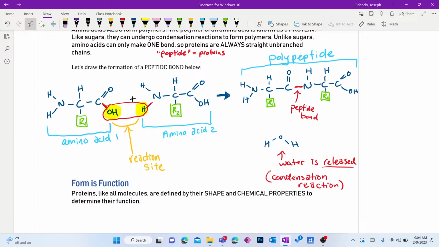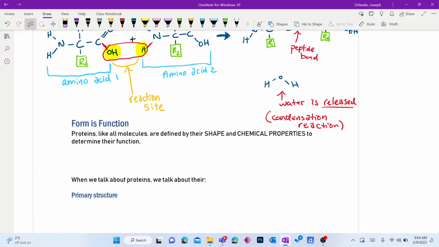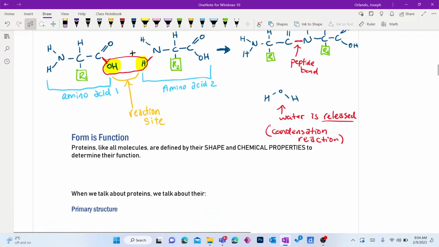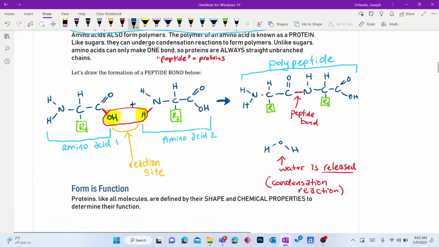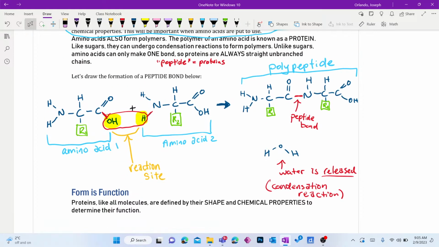Okay, now, remember we said with sugars, form is function. Form is half of function. Form and chemical properties determine function. So first, let's talk form. So the first thing I want to note is this. Looking at this molecule, is there another site where branching could reasonably happen?